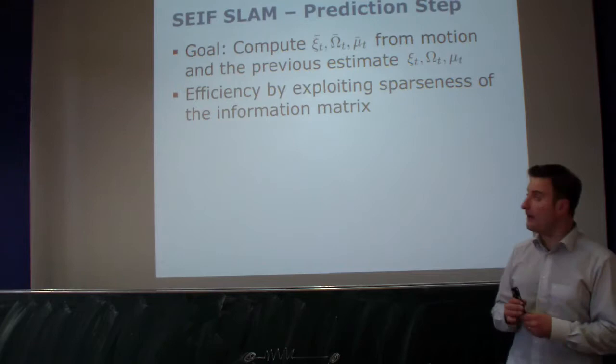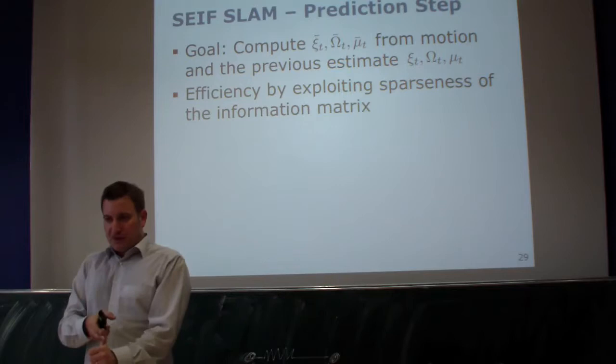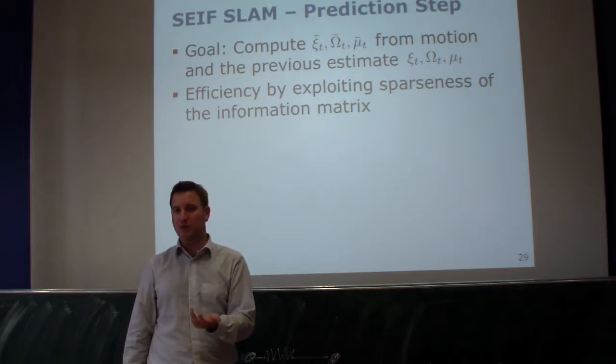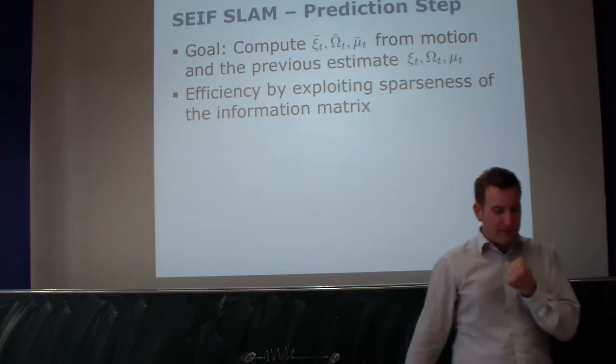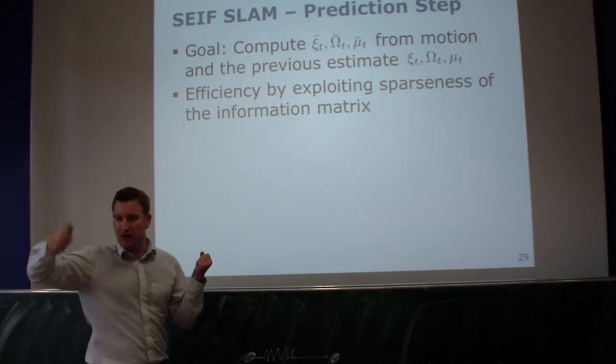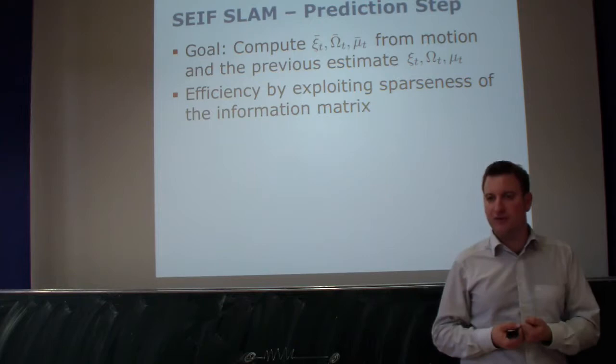Okay, so let's go to the prediction step. What we want to do is compute the predicted information vector, the predicted information matrix, and the predicted mean, given the previous estimate we had and the motion command u. This is the goal we have. And we want to exploit the fact that the information matrix is a sparse matrix. Because you see, we start with a sparse matrix and we do the sparsification step at every point in time after our operation. So at every point in time when we execute that function, we actually have a sparse information matrix.